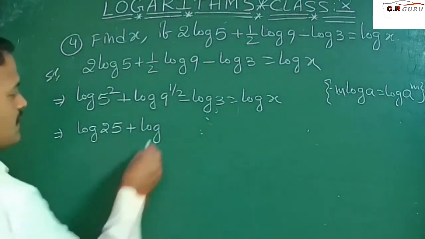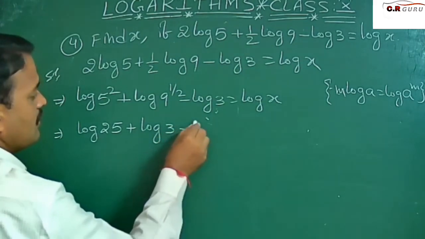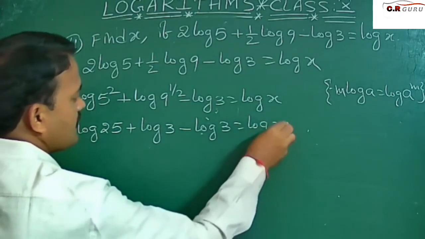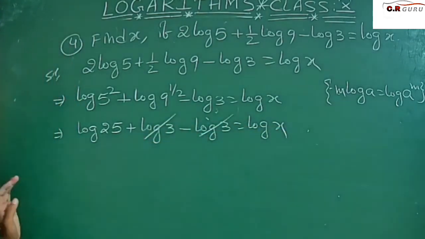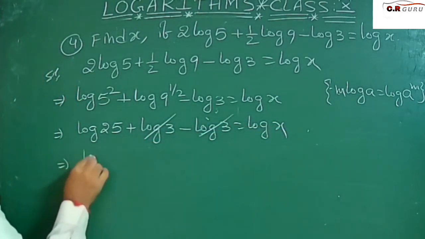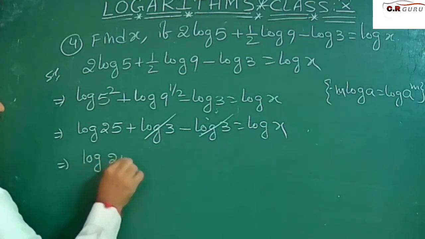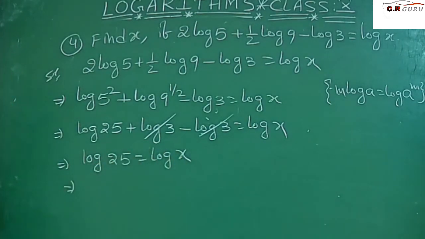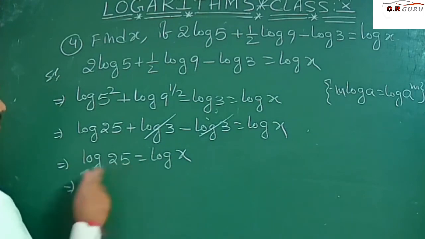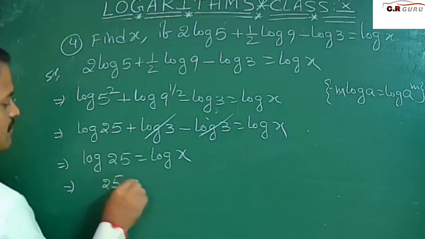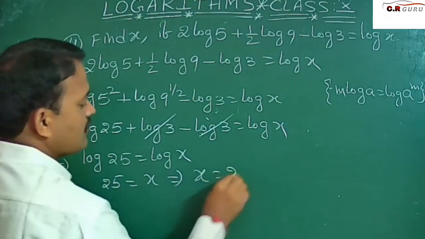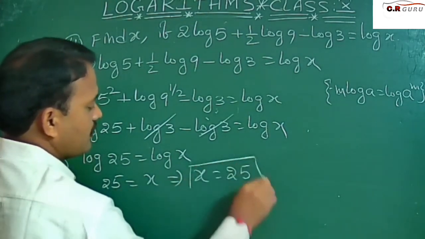So that implies here it is nothing but log 25 plus log of 3 square, here 1 by 2 and 2 get cancelled, then you will get the value log 3 minus log 3 is equal to log x. Here minus log 3 plus log 3 get cancelled. So that implies log of 25 is equal to log x. So finally, comparing the values LHS and RHS, but here log is the same, so 25 is equal to x. So this can be written in the proper order, here x is equal to 25, right?